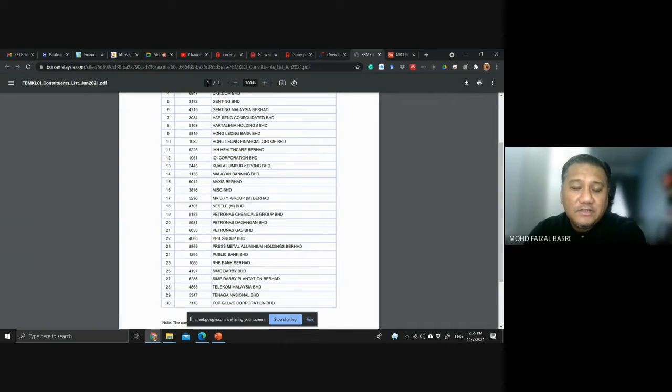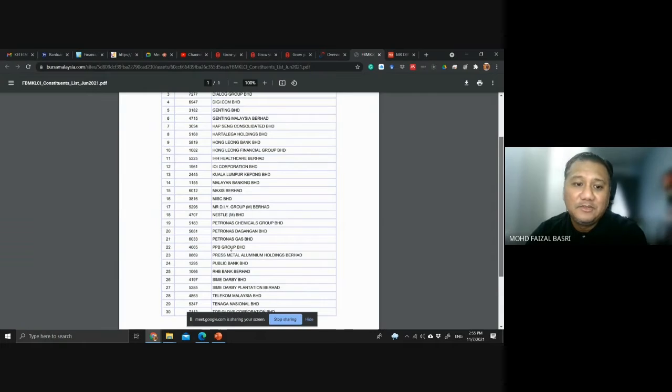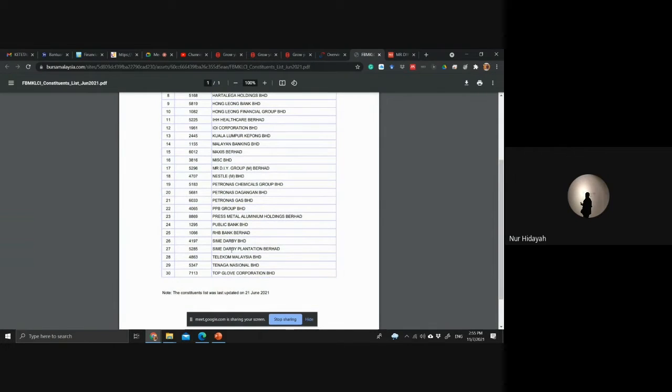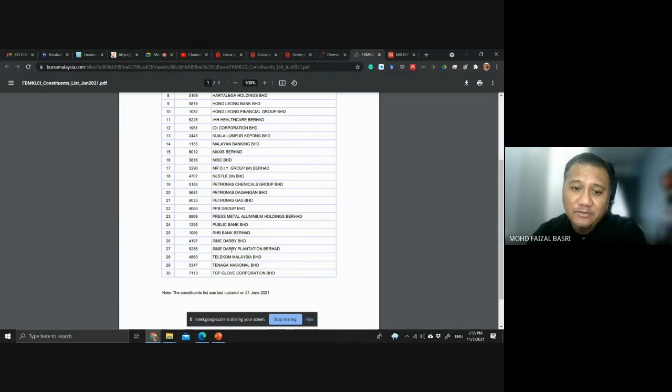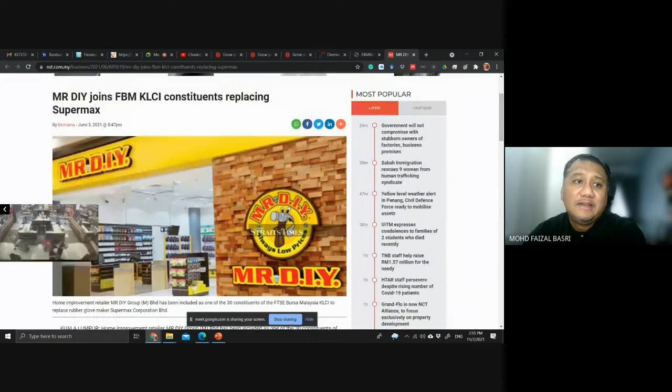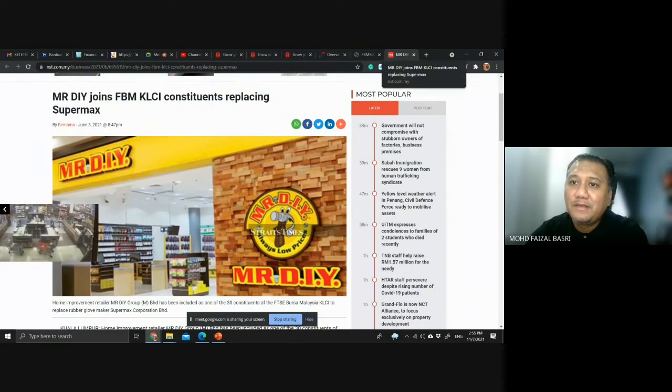Okay, your favorite Top Glove. Semua ada dalam ni lah. Okay, yang tops. Companies top 30 top 30. Dia boleh berubah-ubah kan? Yes, dia akan berubah. Ni last update 21st June. So macam tadi lah, contoh news ni dah menunjukkan perubahan whereby Supermax sudah keluar. Digantikan oleh Mr. DIY. Okay, so Mr. DIY ni pun dah masuk the elite team lah, the elite group.